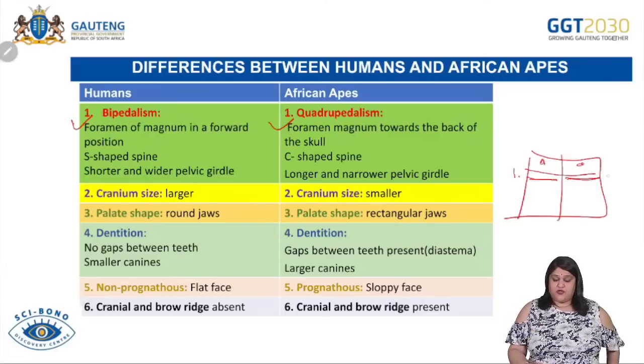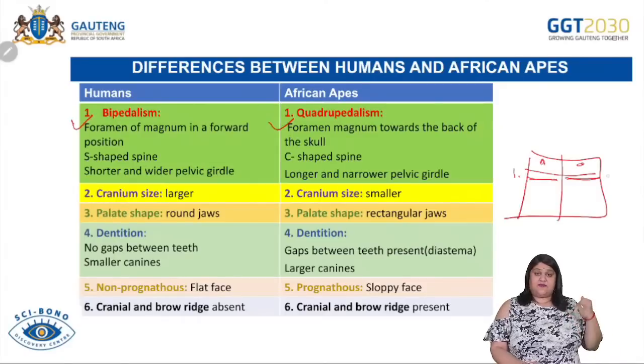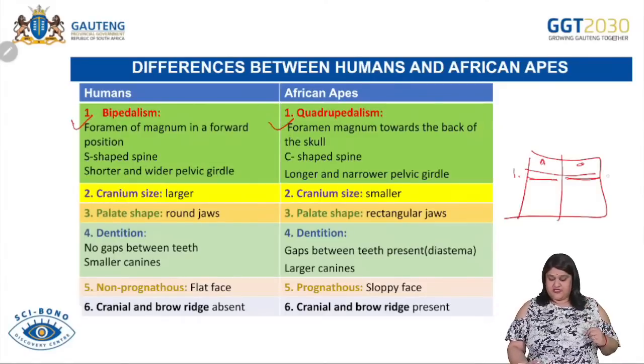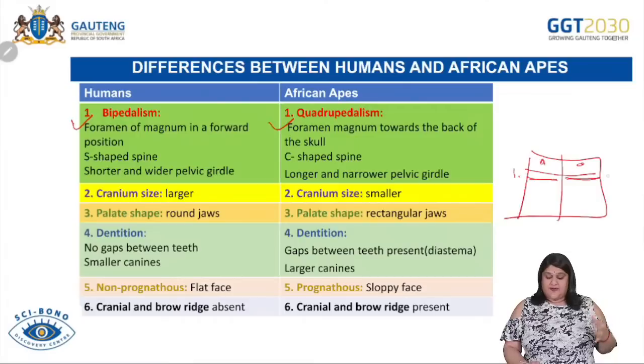So quickly, the important things here. For bipedalism, the foramen magnum is in a forward position. The spine is S-shaped.